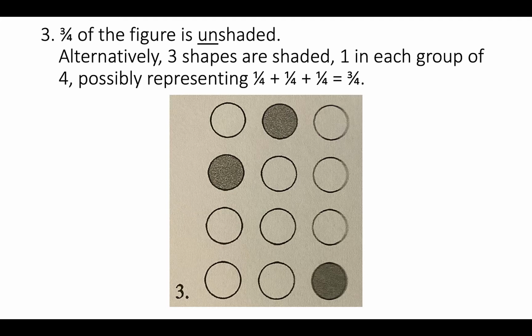In this example, it is harder to understand what the student was thinking. One possible explanation is that 3/4 of the circles are not shaded. Another possibility is if we look at the 3 columns, in each column, one of the 4 dots is shaded, so each column could represent 1/4. So this could be 1/4 plus 1/4 plus 1/4, which would give us a total of 3/4. Again, these are just guesses of what that student was thinking.